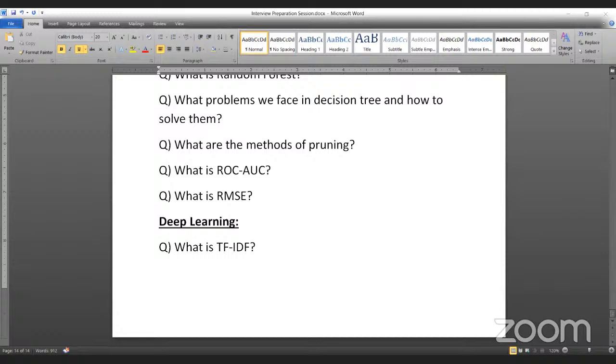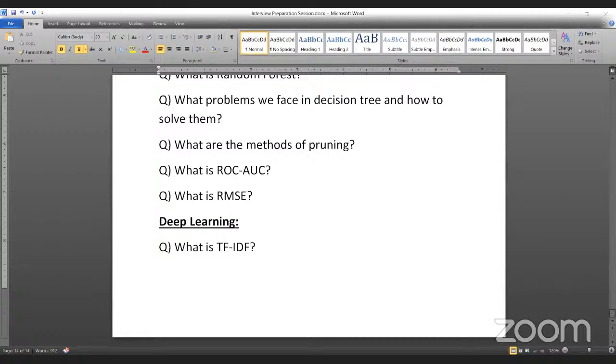Okay, so this TF-IDF stands for term frequency, TF, and inverse document frequency, IDF. These two are different measures. Term frequency is the measure of a term, the count of the number of times it is present in a document.